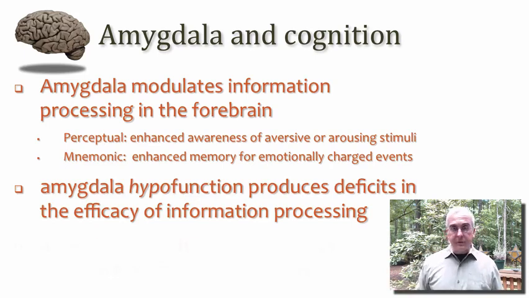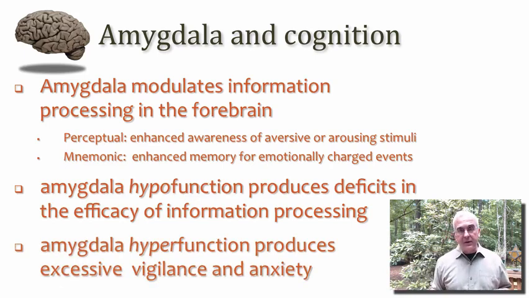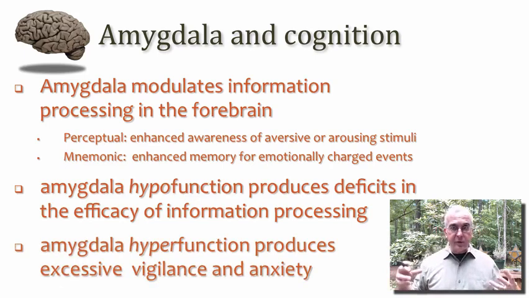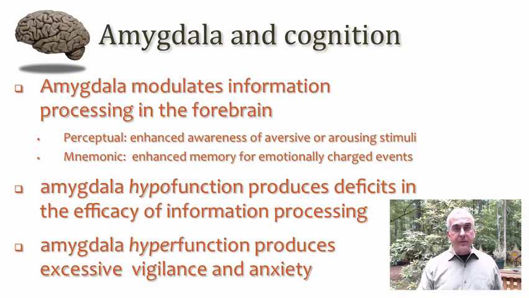Now, there are also problems with amygdala hyperfunction, that is, when there are too many signals coming out of the amygdala. Imagine what it might be like to be living with an overactive early warning system. As a consequence, we might expect there to be excessive vigilance, perhaps even anxiety, or perhaps even overt fear.